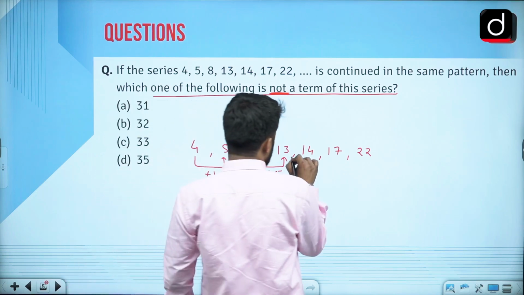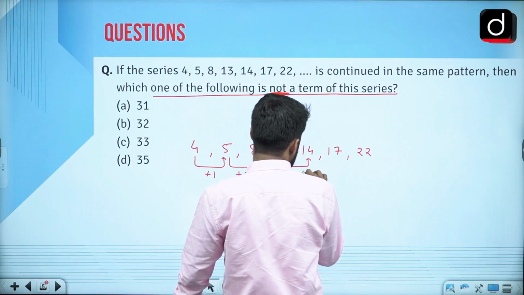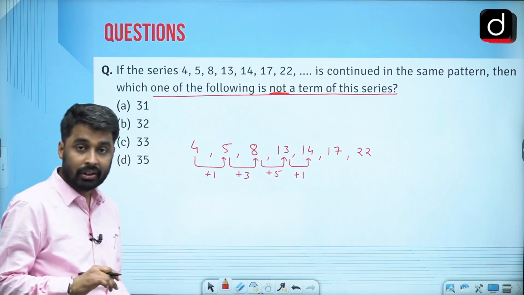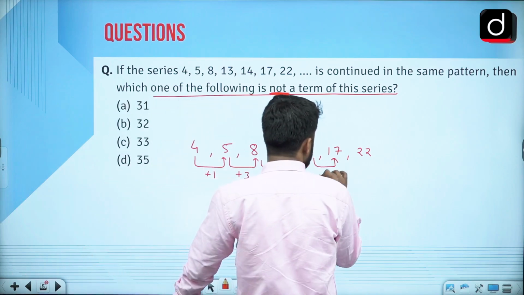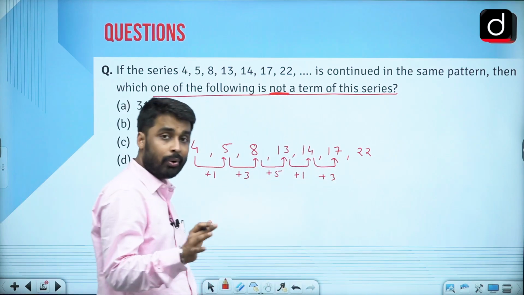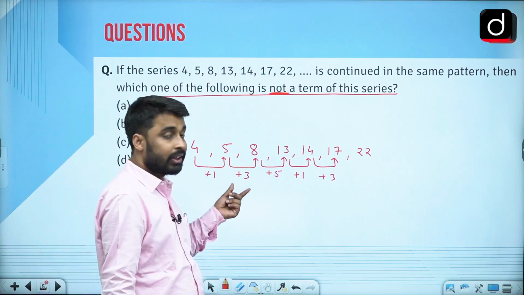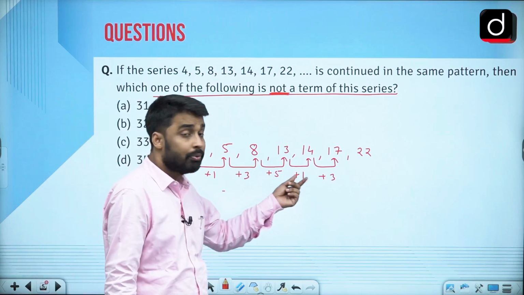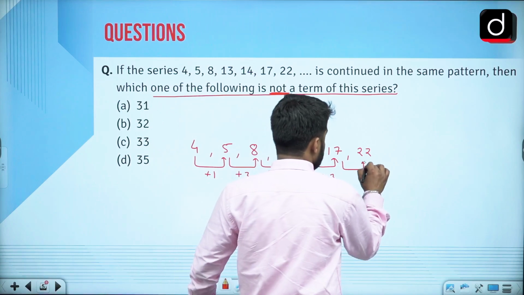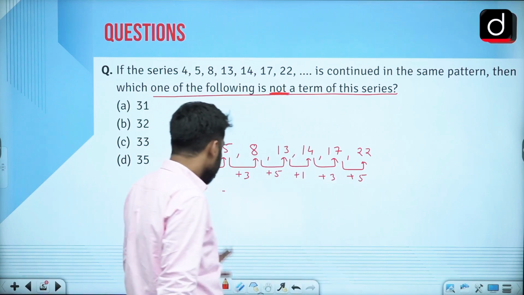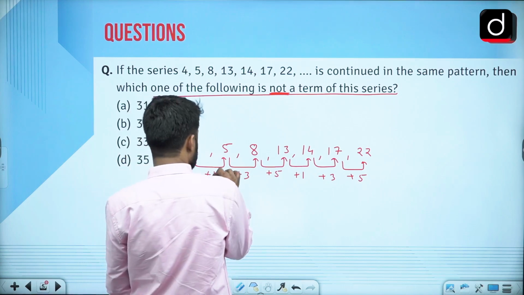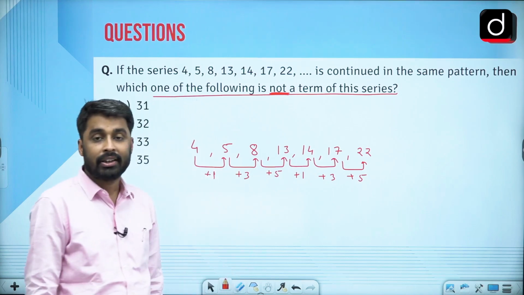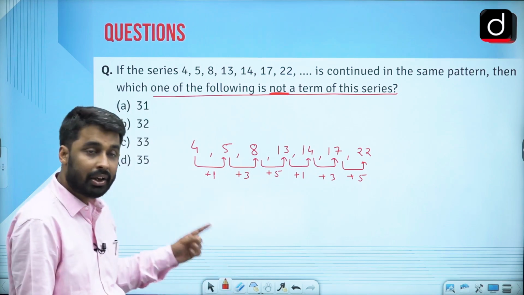Let's see what my other factor is. From 13 to 14 the addition factor is 1. Now the addition factor again got 1, and from 14 to 17 the addition factor became 3. So somehow now I can tell that my addition factor is behaving in the pattern 1, 3, 5, 1, 3, and now next should be 5. From 17, if you add 5, you are going to get 22. That means your addition factor is behaving in this pattern 1 3 5, 1 3 5.